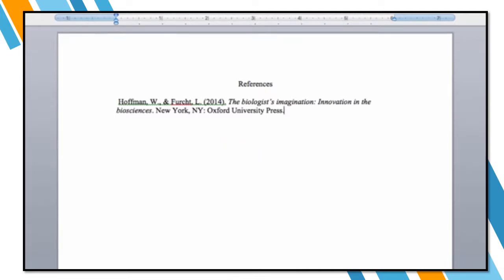Now that we have our completed citation, the final step is to format it. Citations all need to be double-spaced with the second line onward indented. And that is how to cite a book in the APA format.